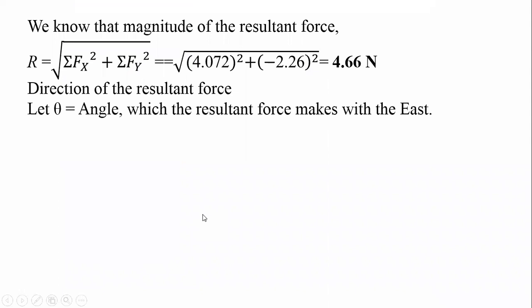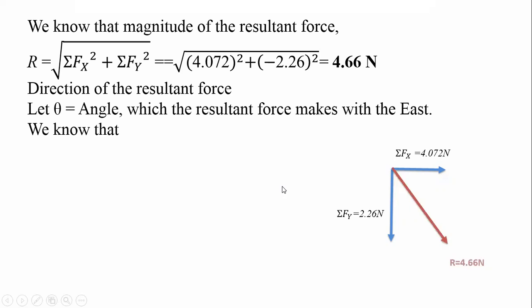Now the direction of your resultant force: let theta be the angle which the resultant force makes with the horizontal. Now if you see here, this summation fx is positive, that's why it is going in the right side direction. Summation fy is negative, that's why it is going in the downward direction. And your resultant lies in quadrant number 4. It means that your resultant 4.66 kilonewton is making an angle theta with the horizontal. To find out this, we have to draw the parallelogram.